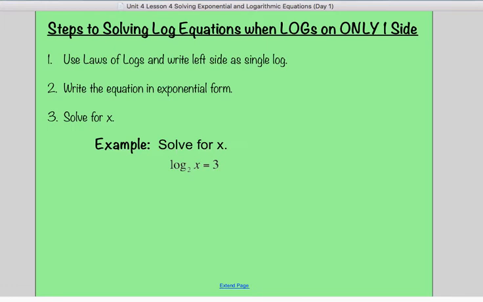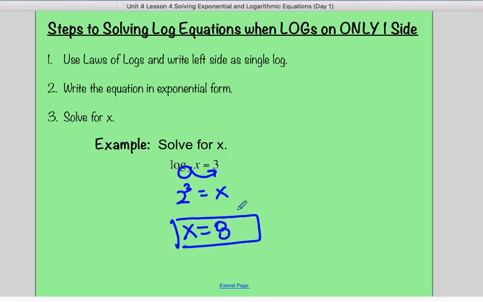Okay, so example that's here, solve for x. I have log base 2 of x equals 3. So I only see one log, which is nice. Now I'm just going to write it in exponential form. 2 to the third equals x. So x equals, well, 2 to the third, 2 times 2 times 2 is 8.